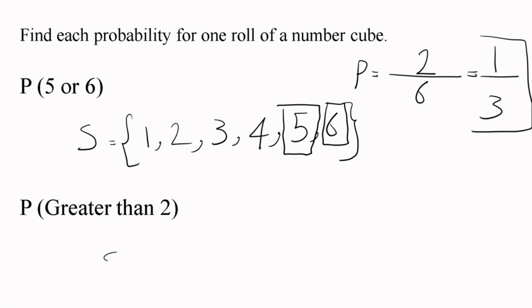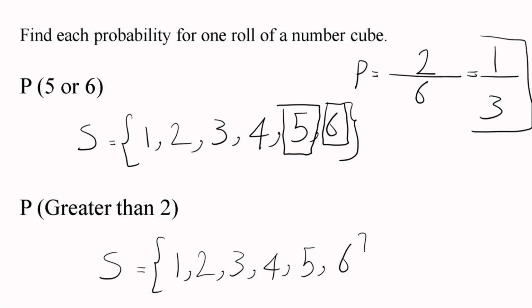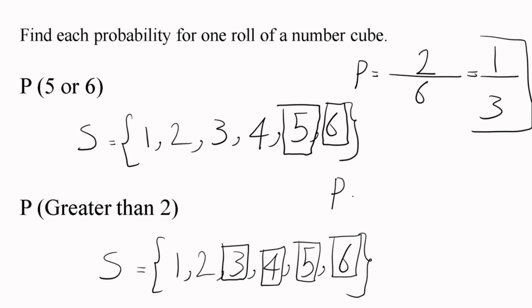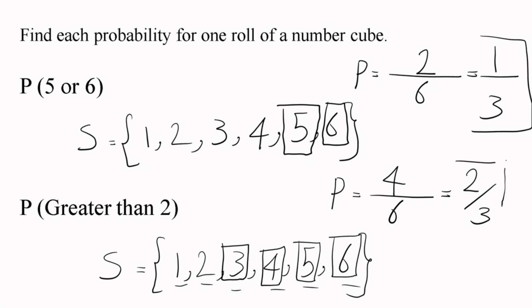P of greater than 2. Again, I'm going to write the sample space. 1, 2, 3, 4, 5, and 6. Okay, which outcomes are greater than 2? 1, 2, 3, and 4. So these 4 outcomes are greater than 2. P is equal to the number of favorable outcomes, which is 4, divided by the number of all possible outcomes, which is 6. I can simplify it, and the answer will be 2 over 3.